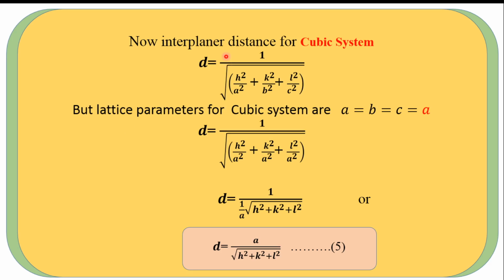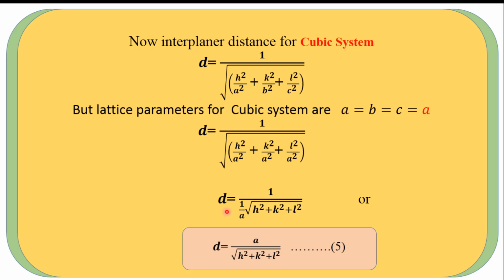So now the interplanar distance for cubic system. In cubic system, lattice parameter a is equal to b, b is equal to c, so we can write a is equal to b is equal to c is equal to a. So all these are the same. So d is equal to 1 divided by h square divided by a square plus k square divided by a square plus l square divided by a square, because all a, b, c are equal to a.